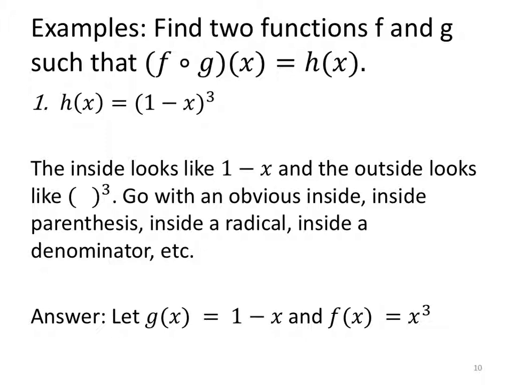So in this particular case, I would let g of x be 1 minus x, my inside, and my outside, f of x, be x cubed. How do I know which one is inside and which one is outside? It gives that to me here in the instructions. G of x is on the inside, f is on the outside, so f is the cube, g is the stuff on the inside, the 1 minus x. There are many, many different possibilities for these answers, but always go with the most obvious.